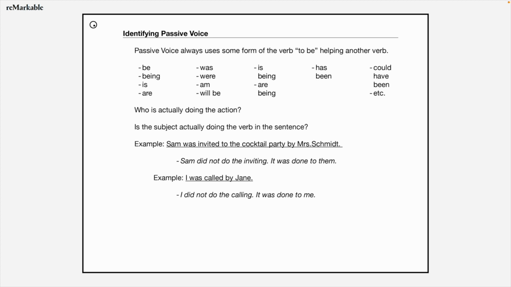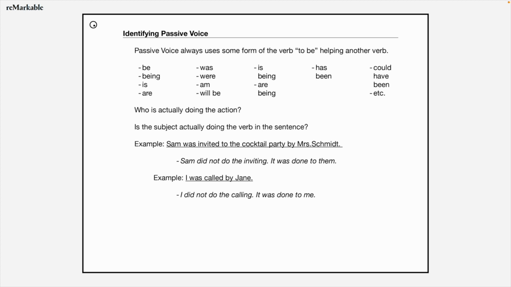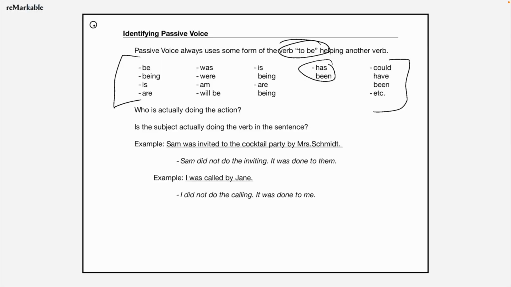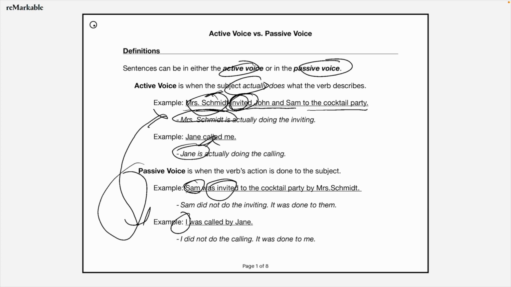All right, so how do you find passive voice? For our purposes here, we could get more complicated with it, but the only rule you need to know is passive voice will always use some form of the to be verb. Here are the conjugations of the to be verb. Things like I am, you are, he, she is, has been, those kinds of things. Basically, you can do a command F search in your paper and see if you have one of these verbs. If this verb is helping another verb, chances are you have the passive voice. So for example, going back to the previous page, I was called by Jane. Was is helping the verb called, was called.